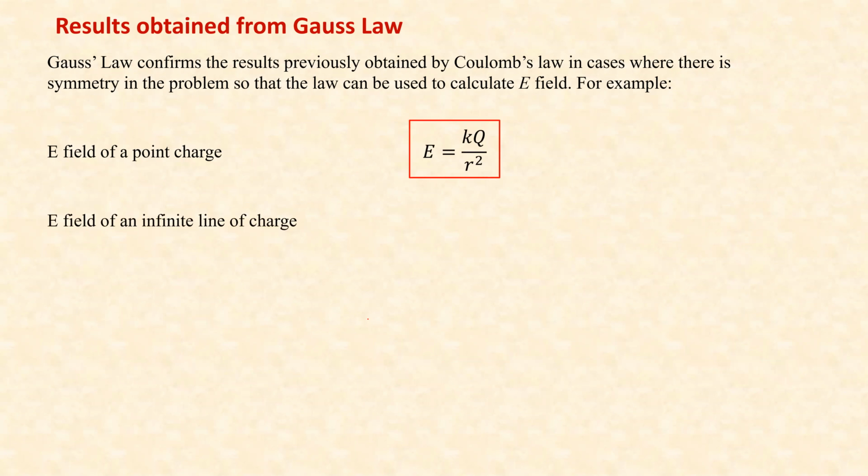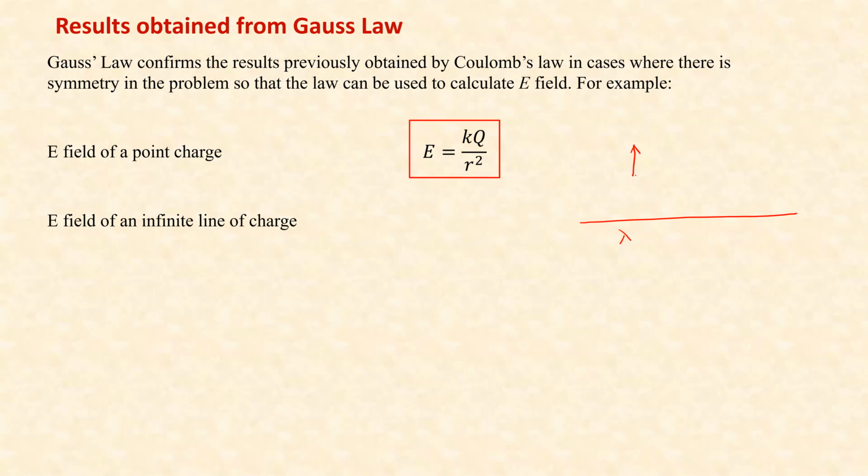And then what about the field of an infinite line of charge? We already calculated the field of an infinite line of charge with uniform linear charge density. So if we have an infinite linear charge with charge density lambda, we can use Gauss law to calculate the electric field. Because we have symmetry everywhere, we can do that. First, we argue that the electric field should be only perpendicular to the line. Why is it radial and perpendicular?